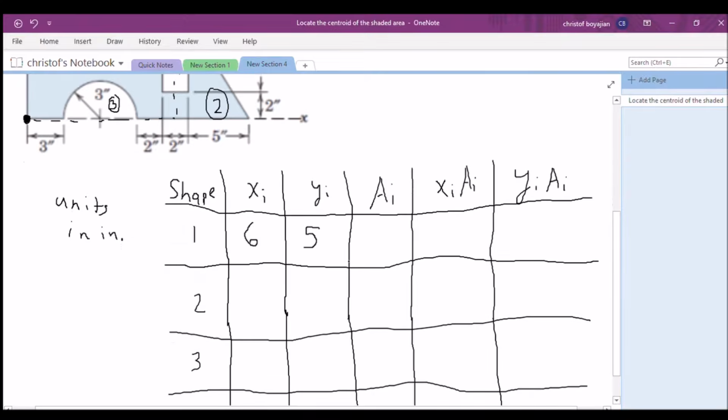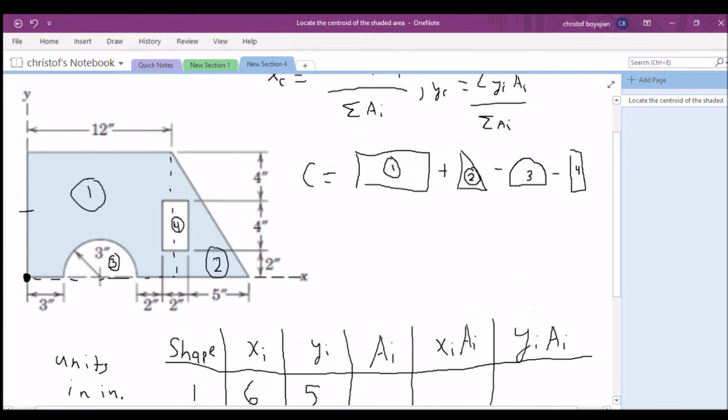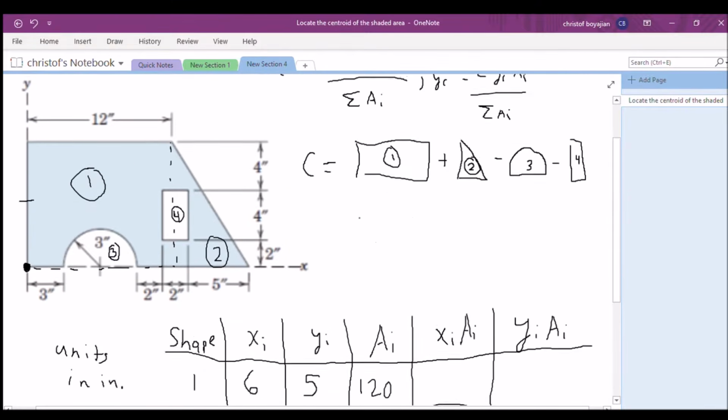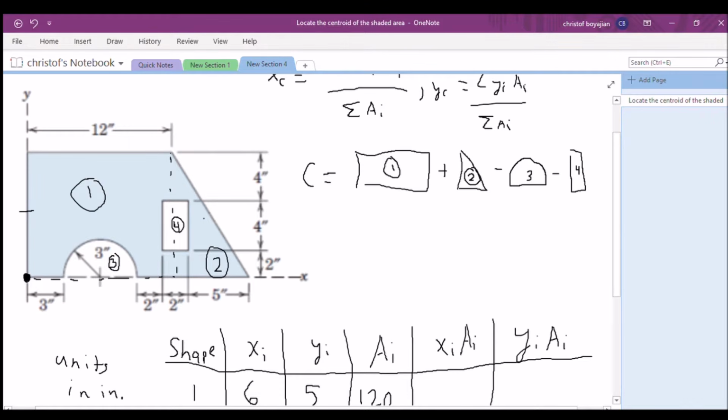And our total area, let's go ahead and find that while we're at it. Now our total area of this rectangle is going to be our length times height. That's the area of a rectangle. So it's 12 times 10. It should be 120. All right. Now let's go with shape 2. So shape 2, what is the x coordinate of our centroid over here?